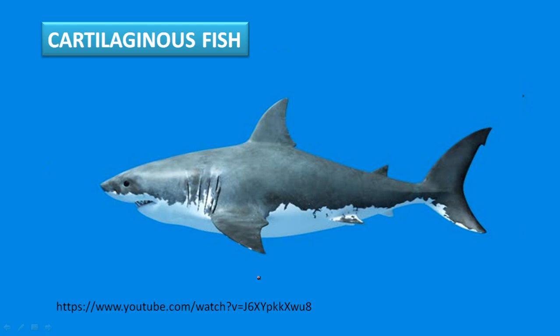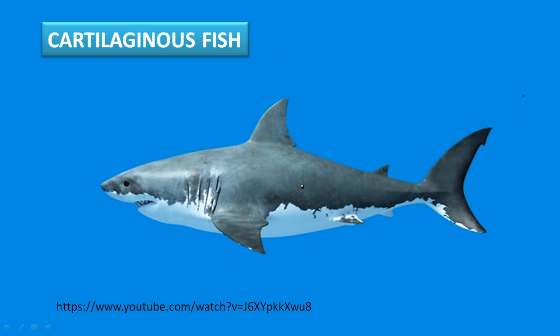Okay, they don't have scales, but their body is covered by small denticles. Denticles are like tiny spikes that are very thin, very small, that cover the surface, and they give a smoother look, no? Dan un aspecto mucho más suave que las escamas de los peces óseos.